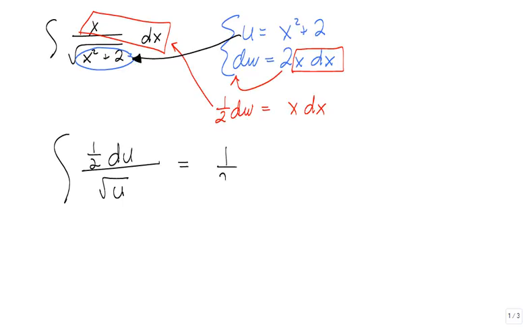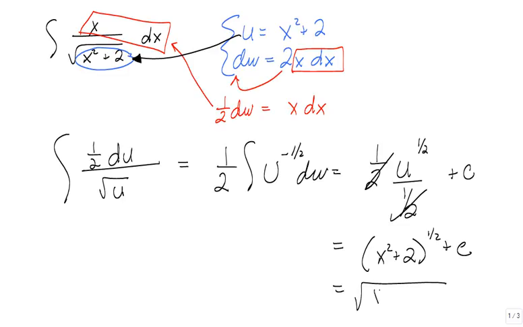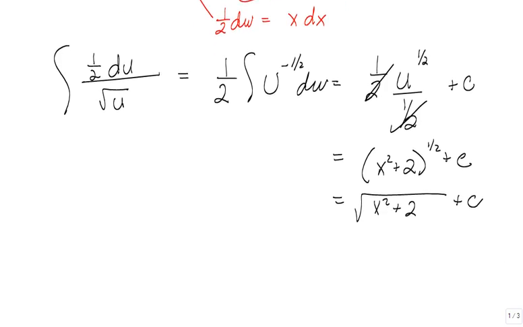So what I'm integrating is 1/2 u to the negative 1/2 du, and I add 1 and divide by the power and replace u with x. U really is x squared plus 2, or the square root of x squared plus 2 plus c. So again, I pick u to be the term with the highest power of x.